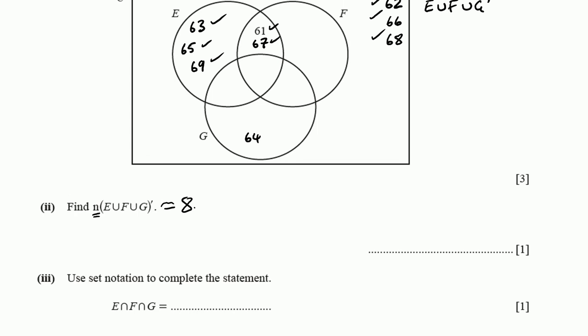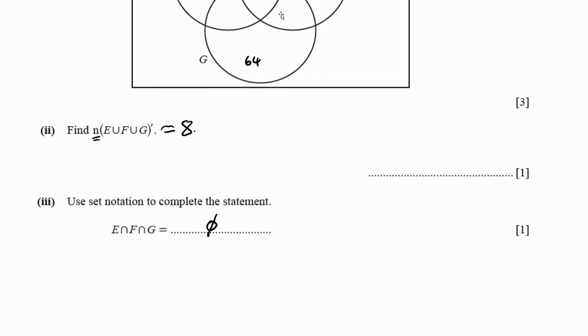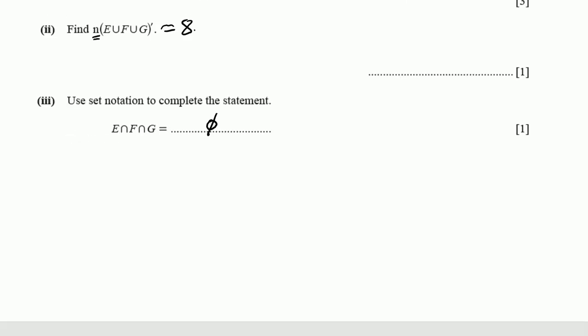Use set notation to complete the statement E intersect F intersect G equals. So I'm looking for numbers which are in E and at the same time in F and at the same time in G. In other words, numbers that would exist in this middle section of the Venn diagram here. It's empty. And our symbol for the empty set is this one. So that concludes the solutions for the set theory and Venn diagrams worksheet.